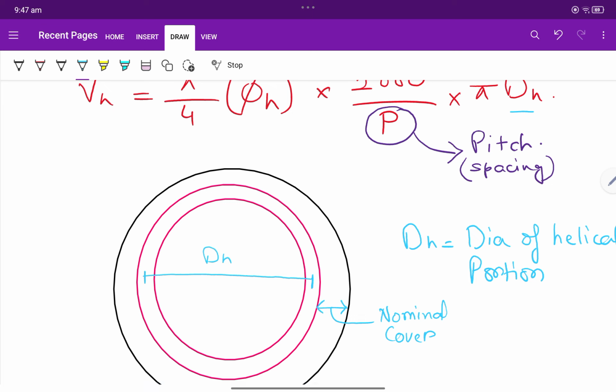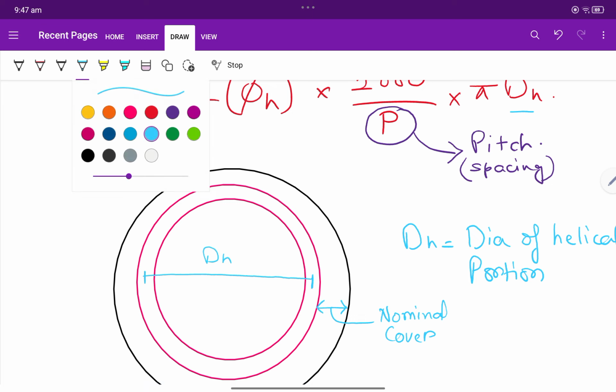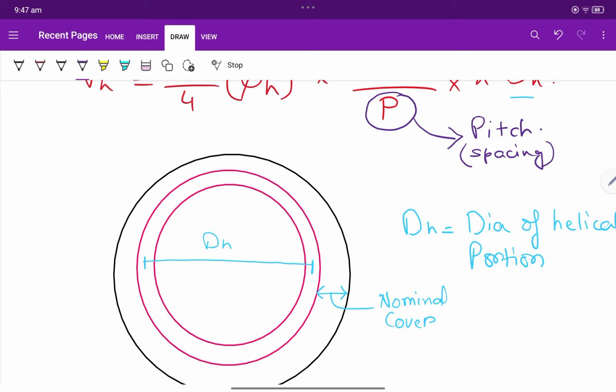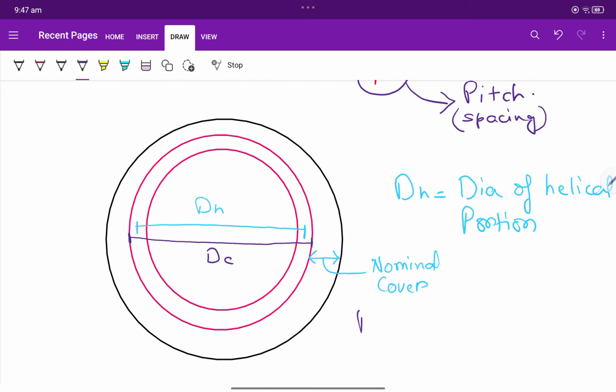So how will we find out the dia of the core? From this outer helix to this outer part, it is known as dc. So dia of the core is dc.